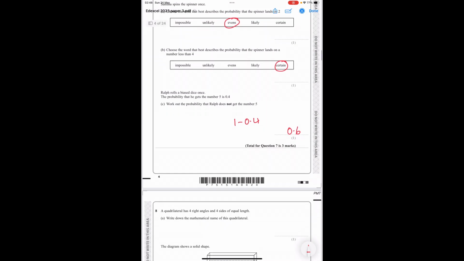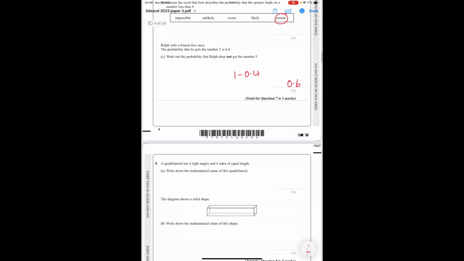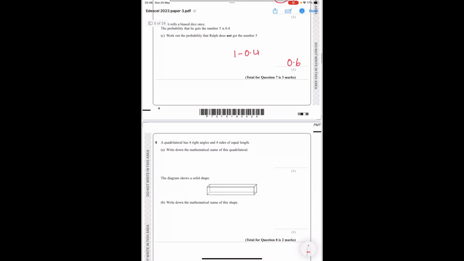A quadrilateral has 4 right angles and 4 sides of equal length. Write down the mathematical name for this quadrilateral. That would be a square. What is the mathematical name for this shape? It is a cuboid.